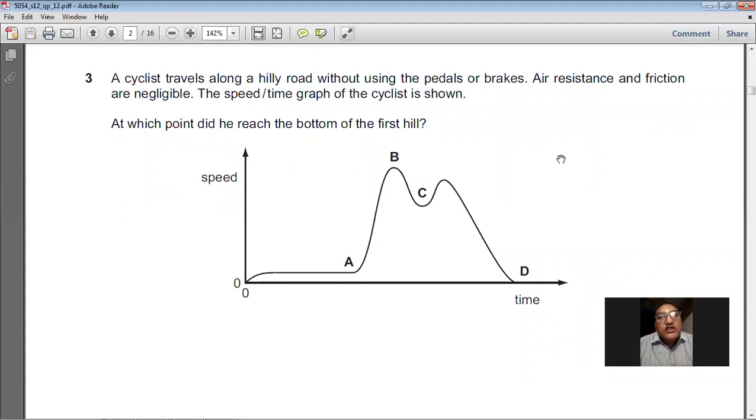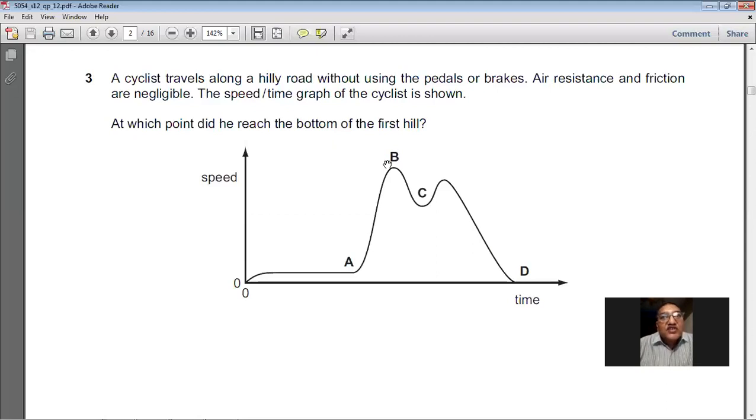When you are coming down a hill, your speed will be increasing, increasing, increasing, and when you reach the bottom of the hill, your speed will be maximum. So where is the speed maximum? At the point B. So at the point B, he was at the bottom of the hill when he was coming down. So B is the right choice.